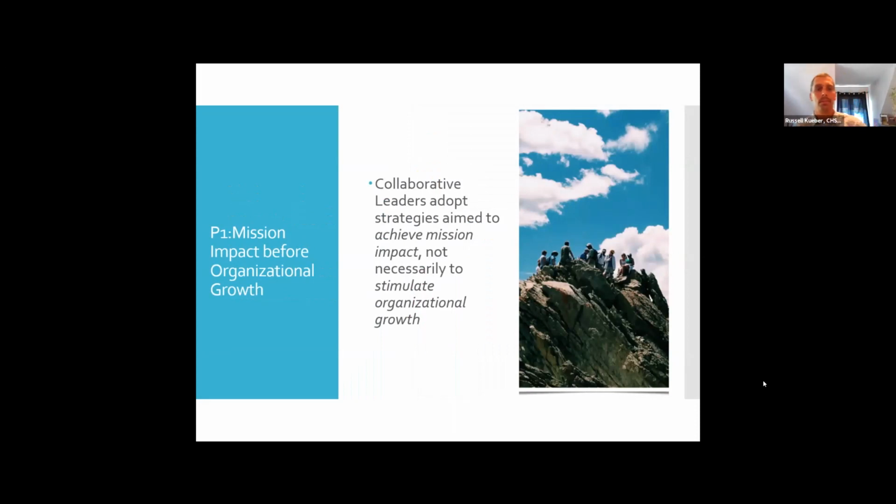So just take a quick read through that. The first principle talks about mission impact before organizational growth. Now, if we say that a few times, it's a mind shift for many of us. It means that our organizations and their growth are important, but if we truly want to adopt a collaborative mindset, the development and growth of our communities and the impact we're having on individuals in our communities outweighs the importance of growth of our organizations.